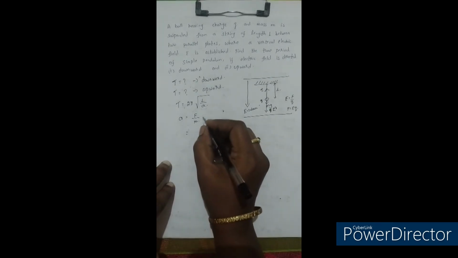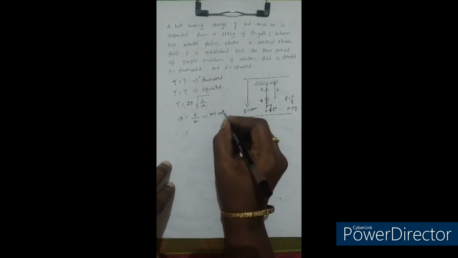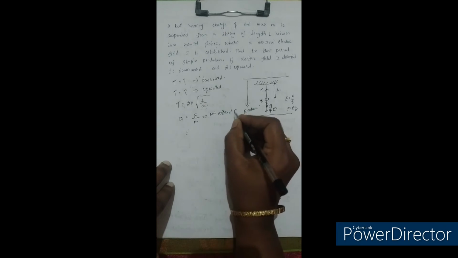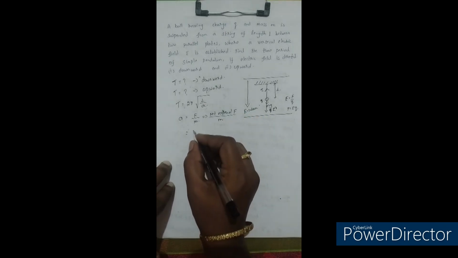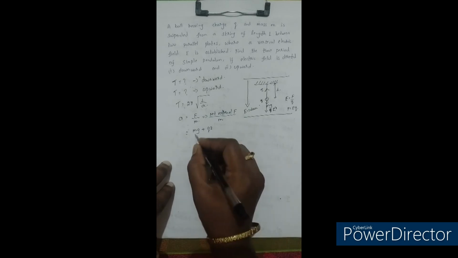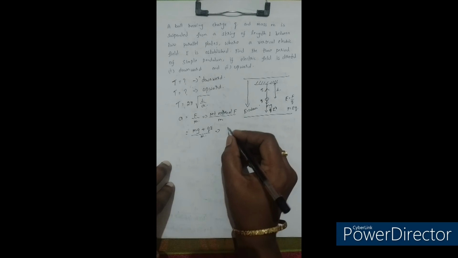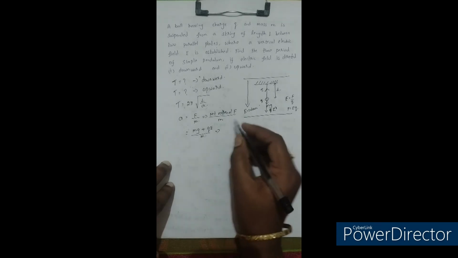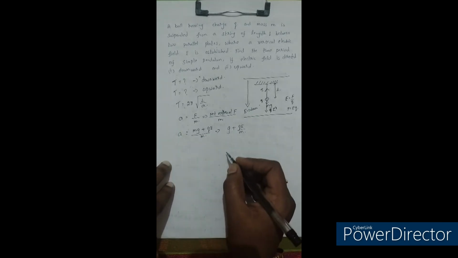So this is the net external force divided by mass. The acceleration will be mg, the weight in the downward direction, plus the electrical force QE, divided by m. Now if I separate them and write, what will I get? mg by m will be equal to g, plus QE by m. So this is the expression for acceleration.